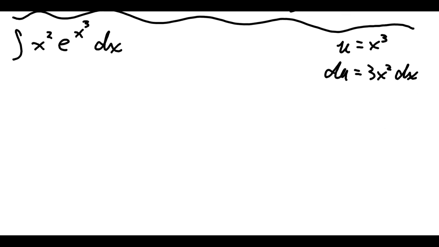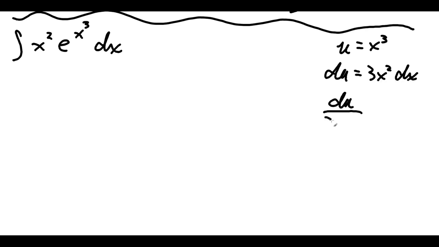Another approach that some students take when they see that it doesn't perfectly match this, some students will algebraically solve for the differential dx. If du equals 3x squared dx, we can divide 3x squared on both sides. So we have du divided by 3x squared equals dx. Okay?